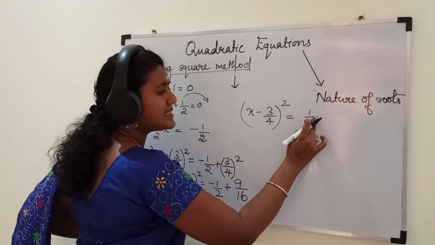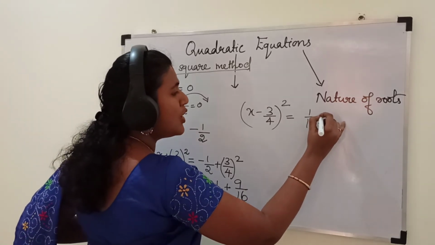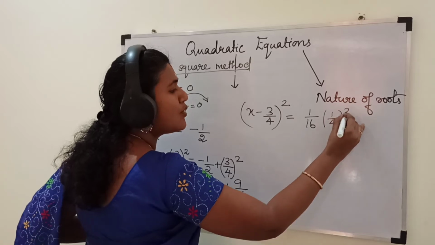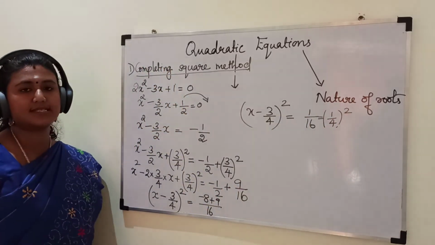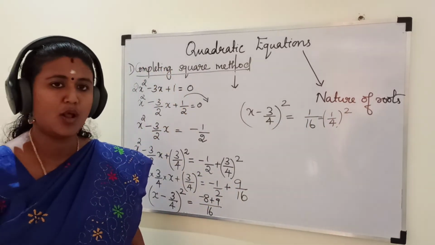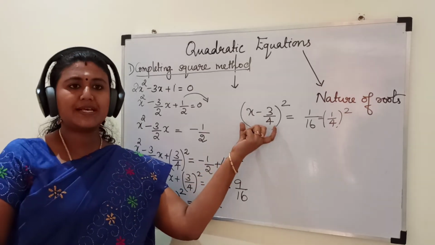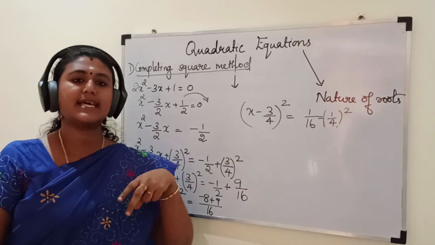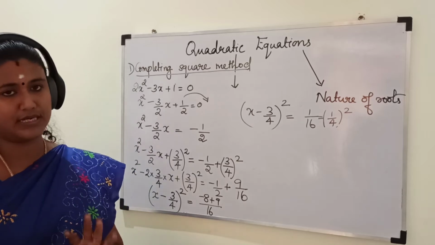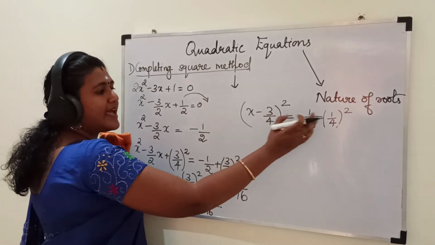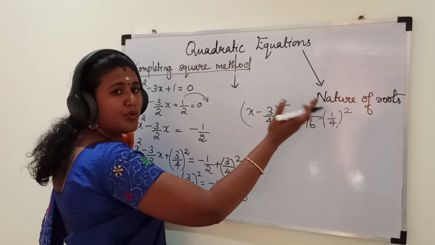So this 1 by 16 we can write as 1 by 4 the whole square. So you have to express both the left side and right side as the square of a term. Now we will take the square root on both the sides.